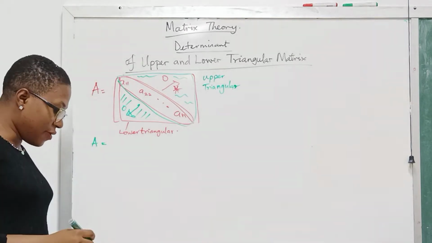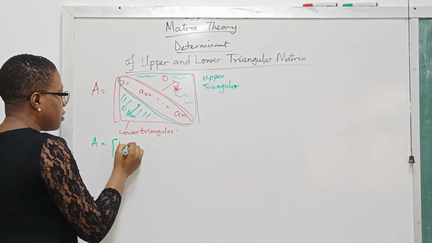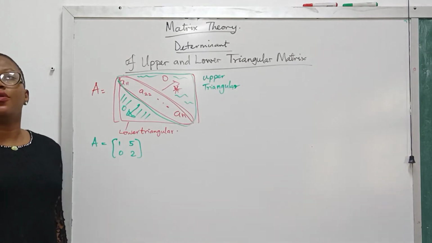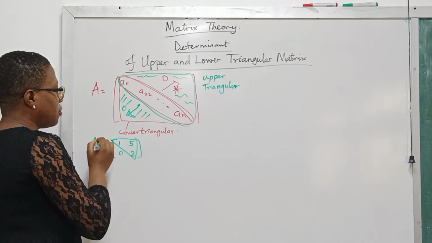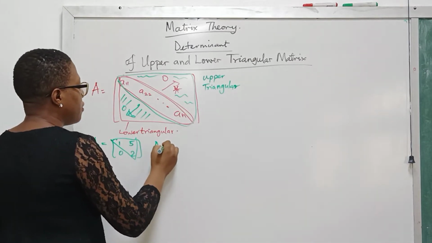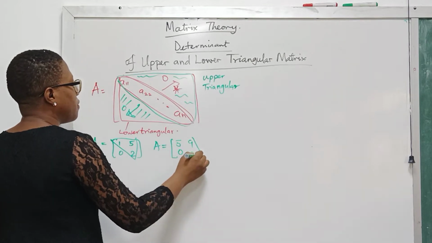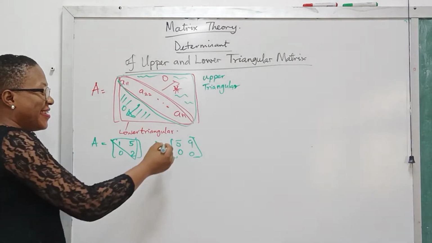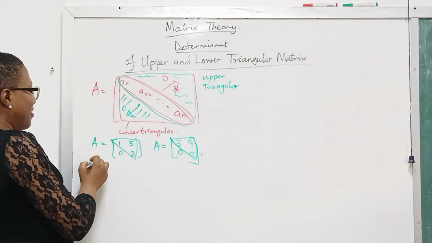Okay. So now, example. I'm going to write some matrices, then you tell me the type of matrix, whether it's upper triangular or lower triangular. Is this upper or lower triangular? That's upper. Thank you, because my triangle is up. What of this one? Is this upper or lower triangular? Upper. So this is an upper triangular matrix. Don't confuse yourself with the 0.